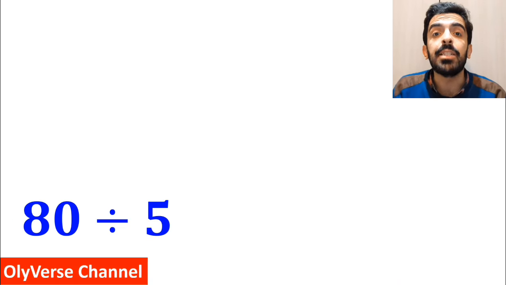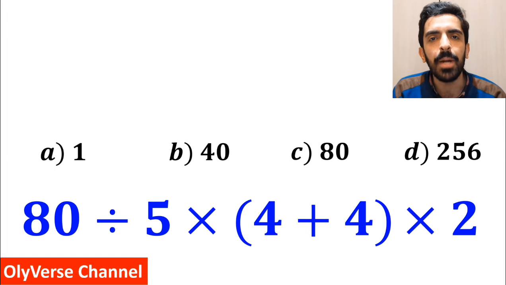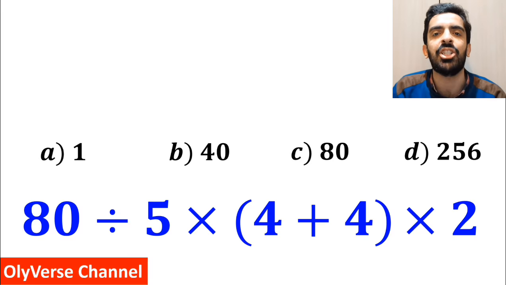What is the value of the expression 80 divided by 5 multiplied by (4 + 4) and again multiplied by 2? Which option do you think is the correct answer to this question?